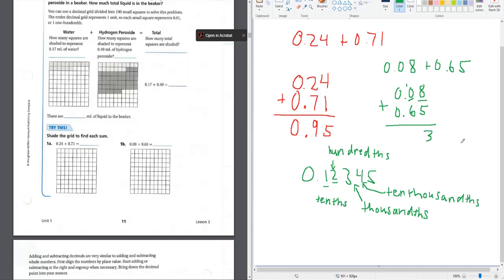Okay, so my tenths and hundredths place are lined up, so I know they're lined up correctly. And then I just add. So 0 plus 6 is 6. Decimal goes straight down. Add.